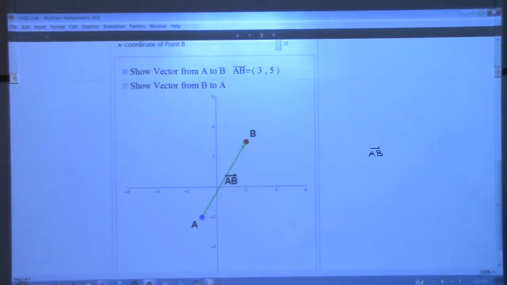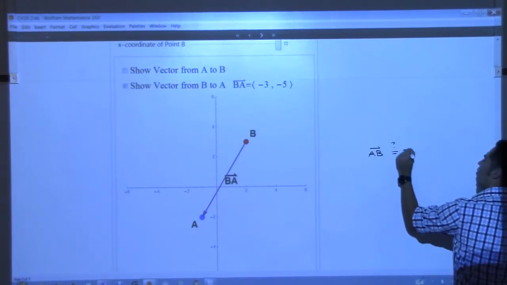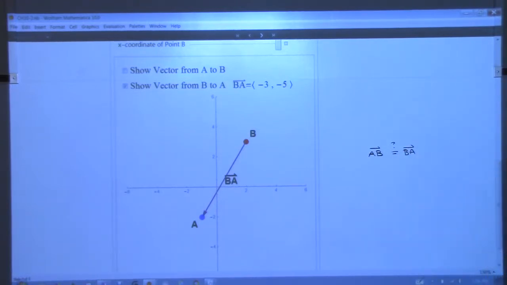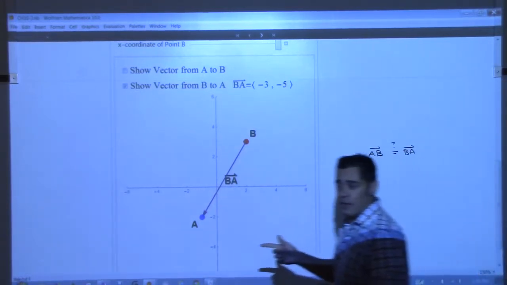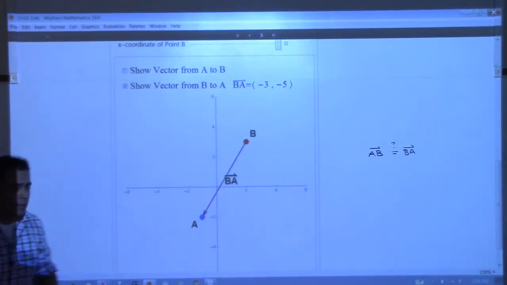Now, if I do the vector that goes the other way, from B to A, are those two vectors equivalent? Are these two equivalent? I heard no. Why not? Opposite direction. They have the same length, but they're pointed in opposite directions. So they are not equivalent.